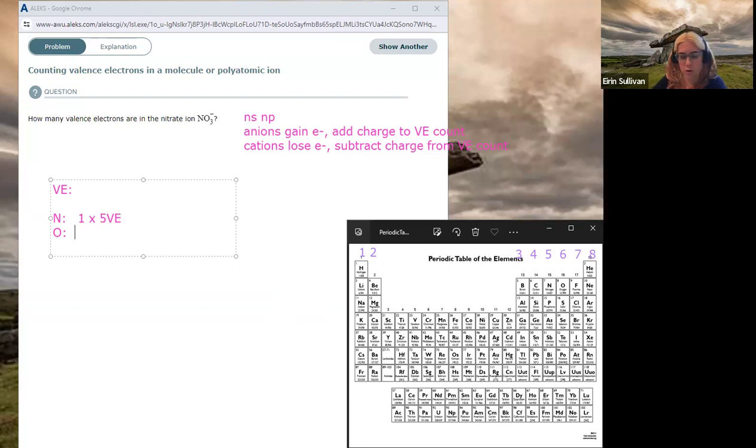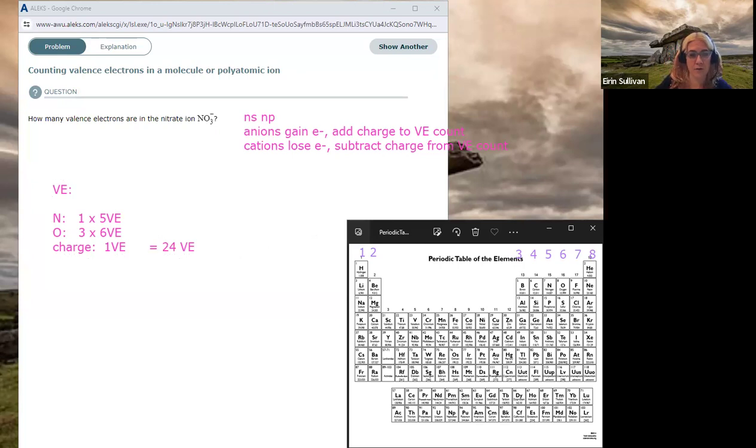We've got 3 oxygens, and each oxygen is in group 16, so it has 6 valence electrons coming from a 2s2, 2p4 configuration. 2 plus 4 is 6, so 6 valence electrons. And then the charge is a -1 charge, so we have to add an extra valence electron coming from that -1 charge. So what do we end up with then? 5 plus 3 times 6, that's 18, 23, plus 1 is 24 total valence electrons.